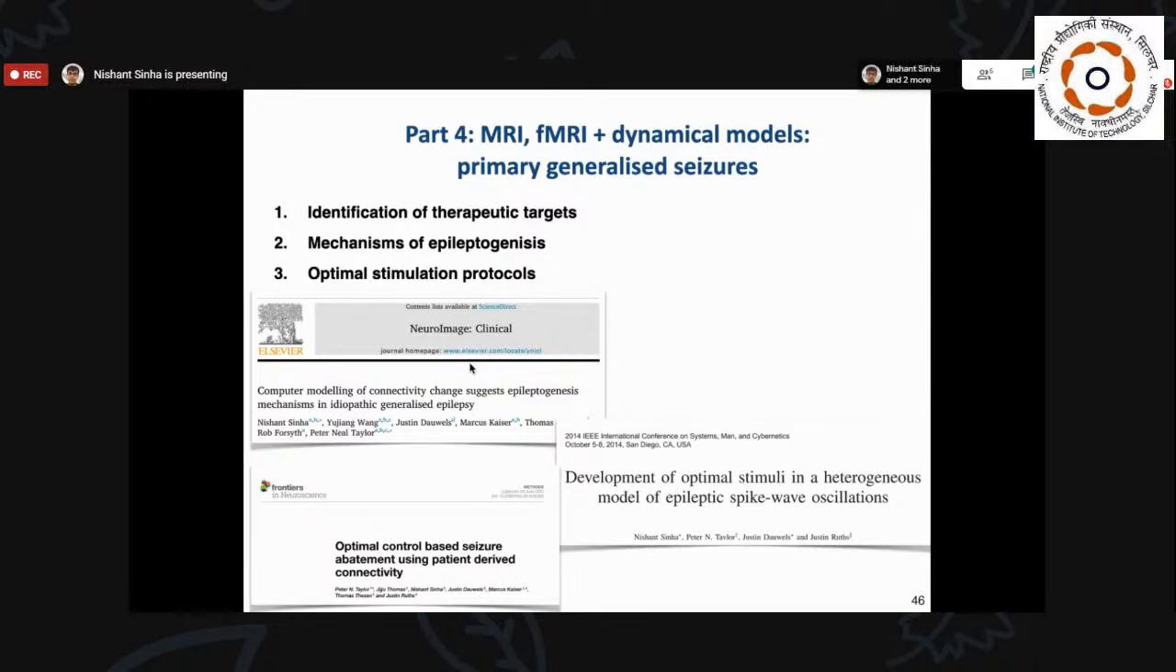The idea here is to identify the therapeutic targets, the mechanism of why a healthy brain may develop epilepsy, so epileptogenesis mechanism, and also to look at the stimulation protocols in the brain. So again, these are some of the papers that I would refer to for further details of this work.